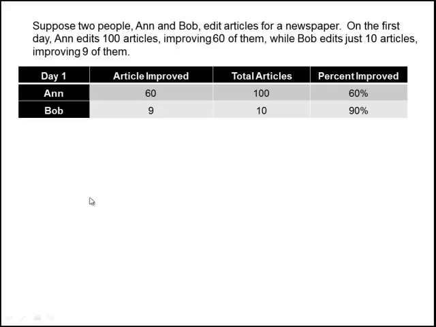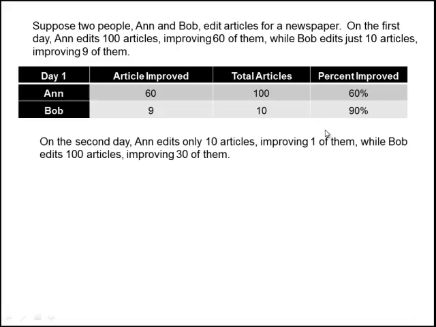So create a little table here. Day 1, Ann improved 60 articles out of a total of 100, so the percent improved was 60%. Bob improved 9 of them out of 10, giving us 90%. On the second day, Ann edits 10 articles, improving 1 of them, while Bob edits 100 articles, improving 30 of them.